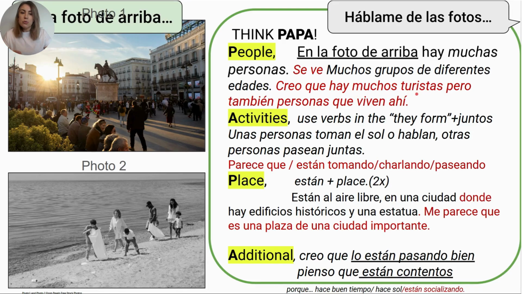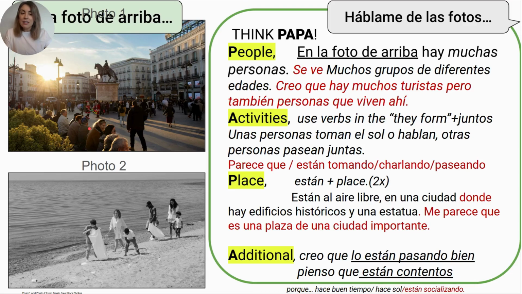Creo que hay muchos turistas, pero también personas que viven ahí. I think there are many tourists, but also people who live there. Okay. We continue with the activities. Unas personas toman el sol o hablan. So some people are sunbathing. Okay, sunbathing, you see, it's sitting by the sunshine.